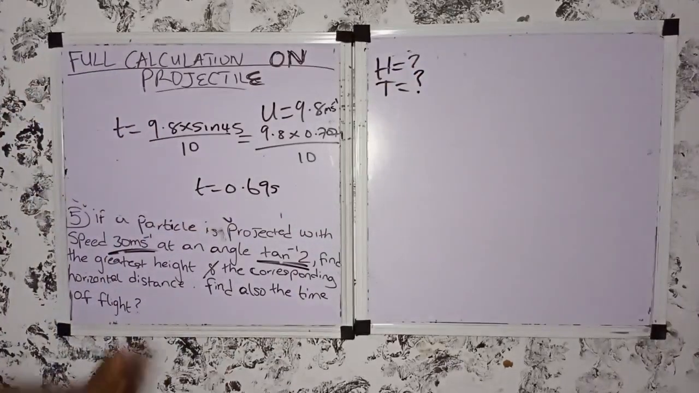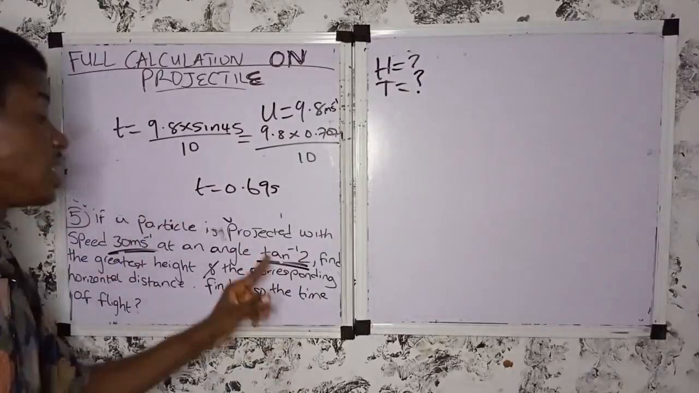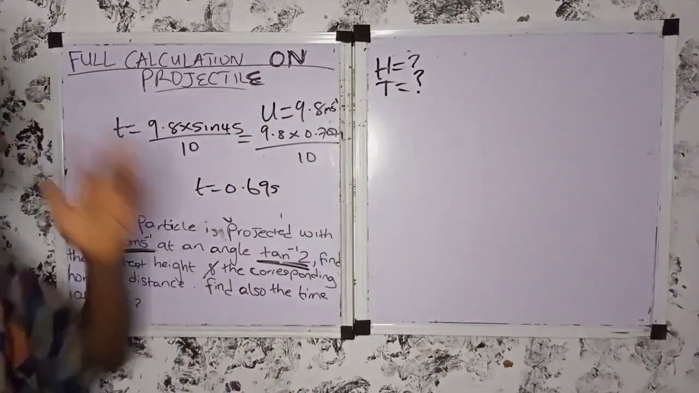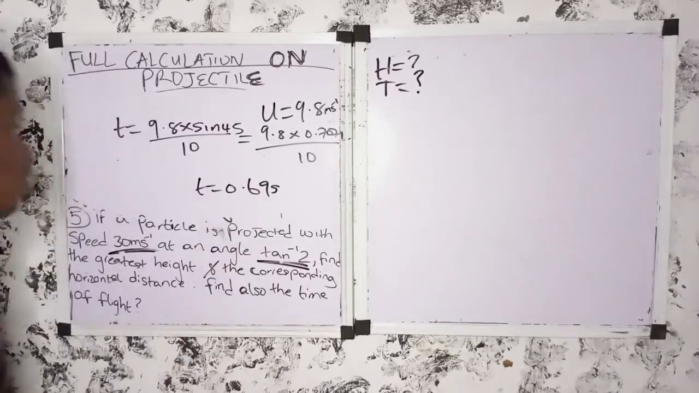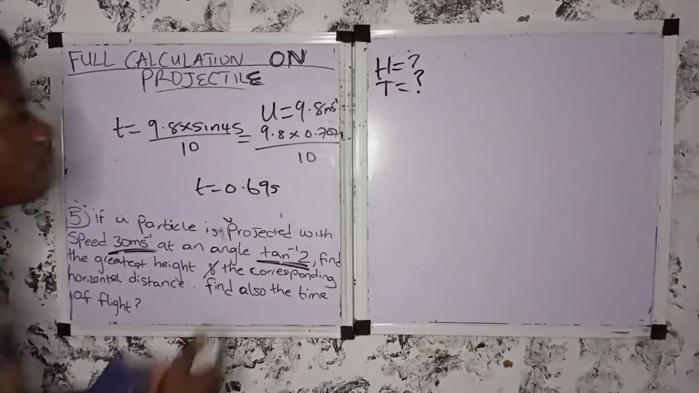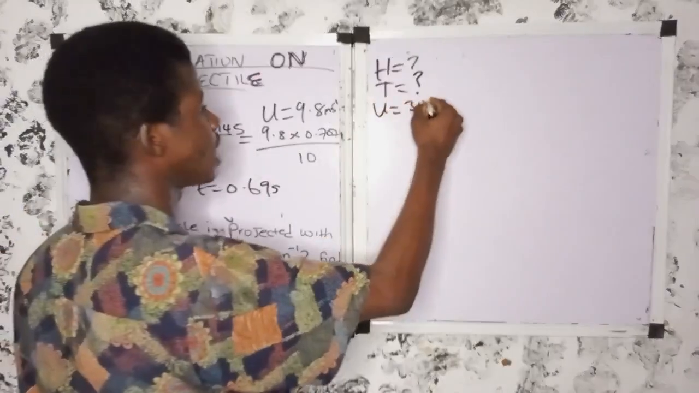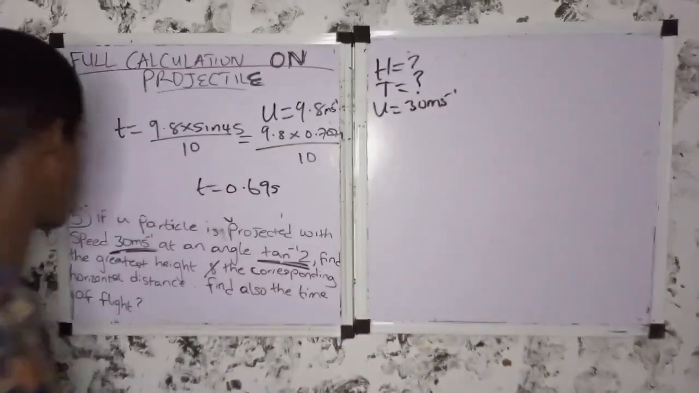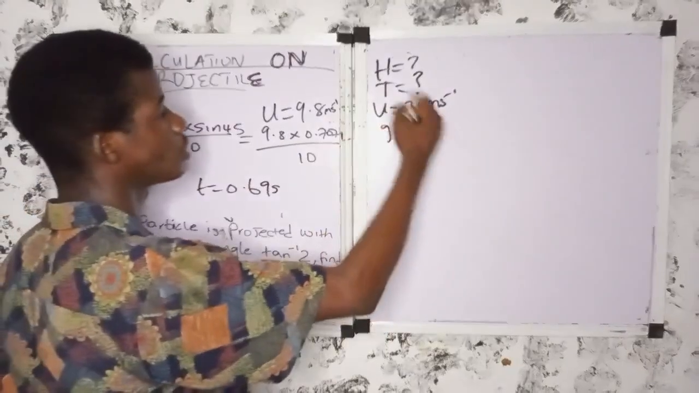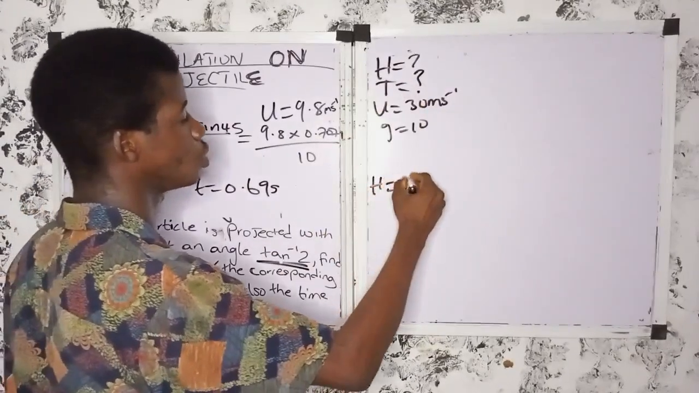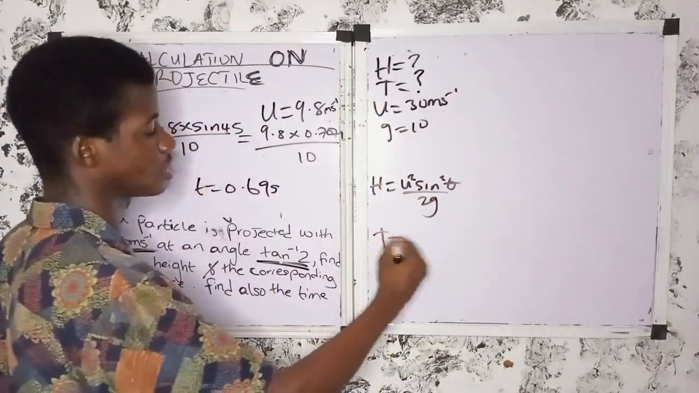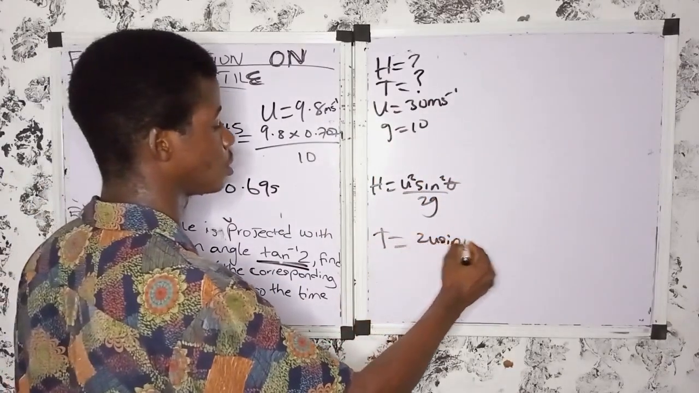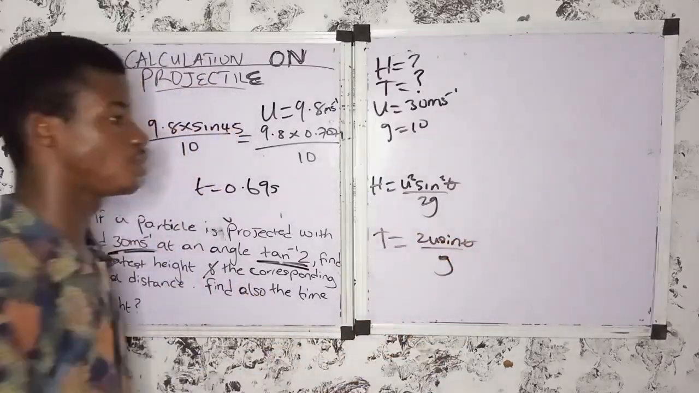So now here the problem comes in is this angle here. Okay, the rest part is easy. They gave us our velocity to be 30. All right. So we all know g is always 10. We have to use this formula for maximum height: u squared sine squared theta over 2g, right? While for time of flight, 2u sine theta over g, right? So yes.